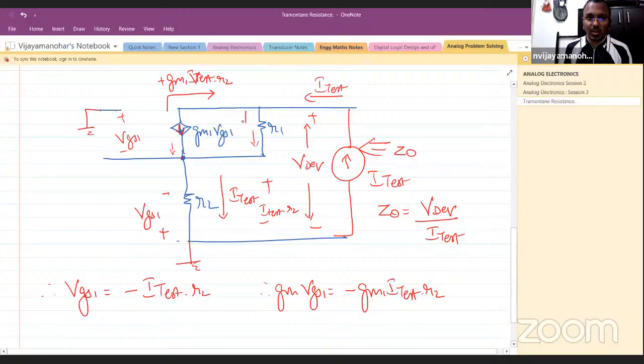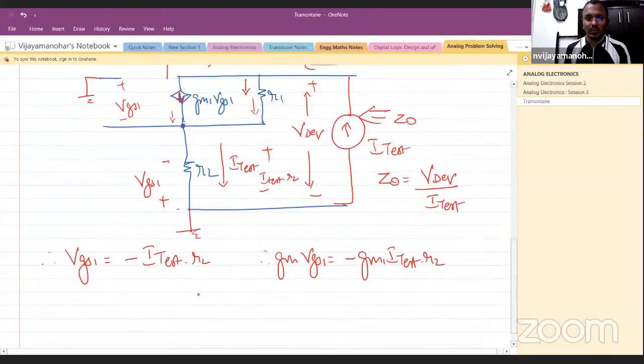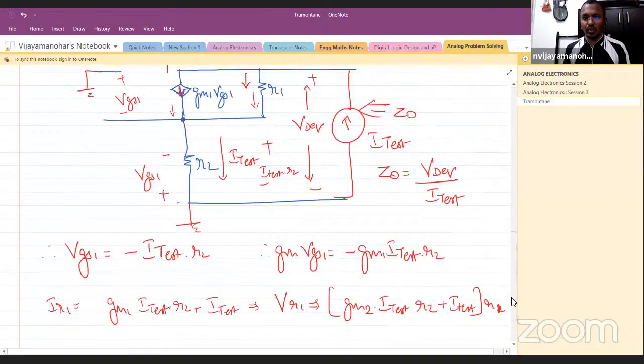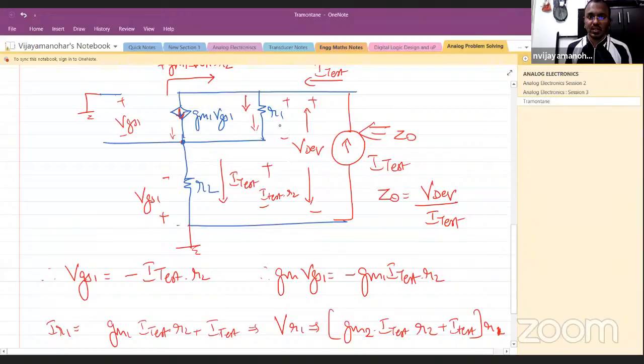So by Kirchhoff's current law, how much current will flow through R1? IR1 is nothing but GM1 into I test into R2 plus I test, which implies the voltage drop across R1 is GM1 I test R2 plus I test, the whole into R1. That is the voltage drop here. This is VR1.